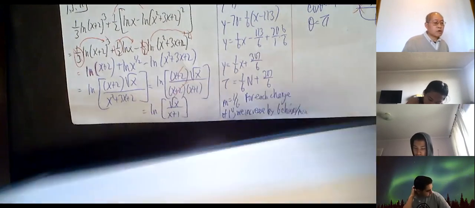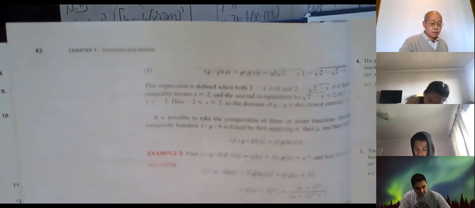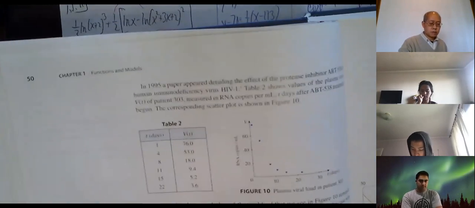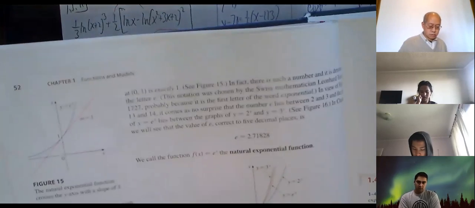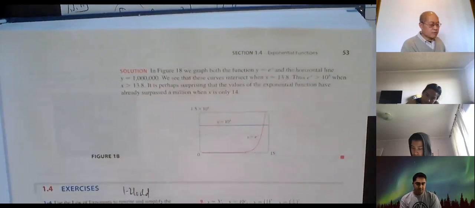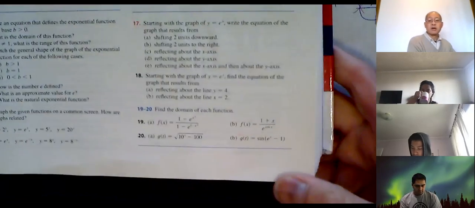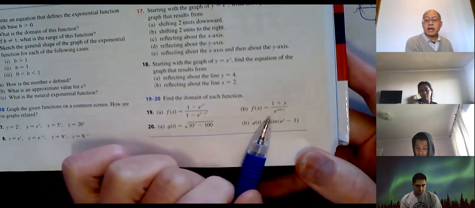Somebody asked for 1.4 number 19b. Let me show you that. It's on page 53. 19b, find the domain of 1 plus x over e to the cosine x. Okay.